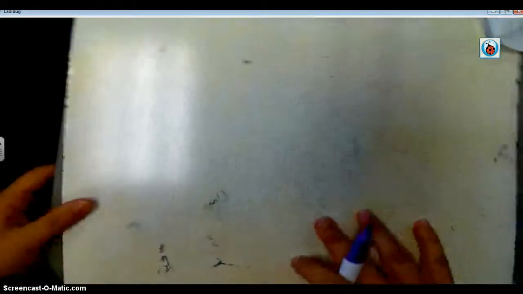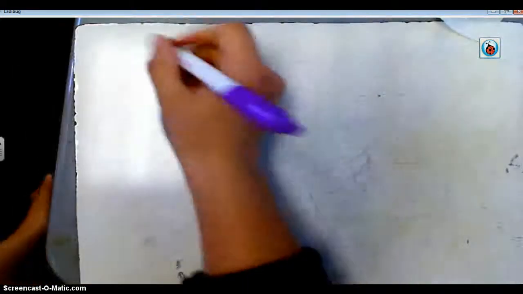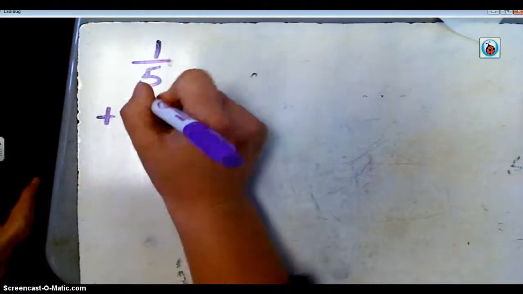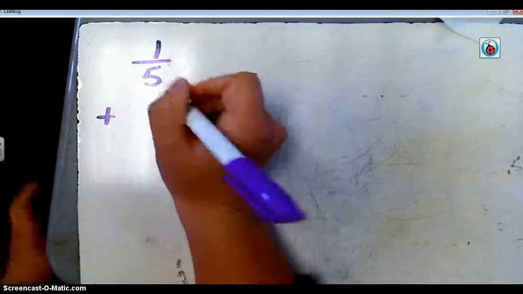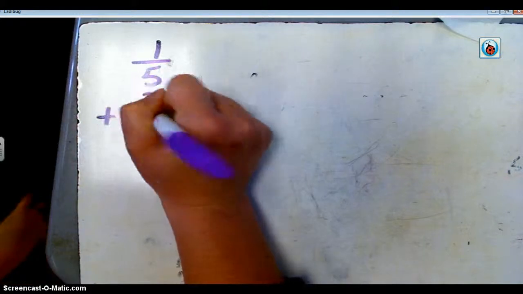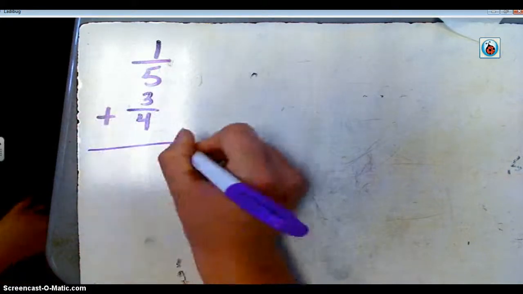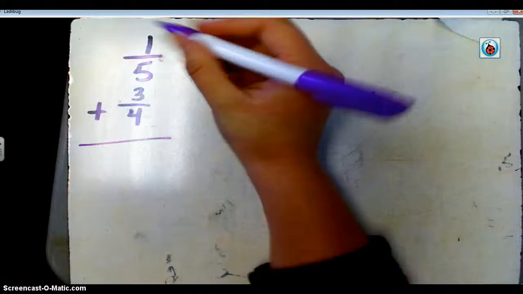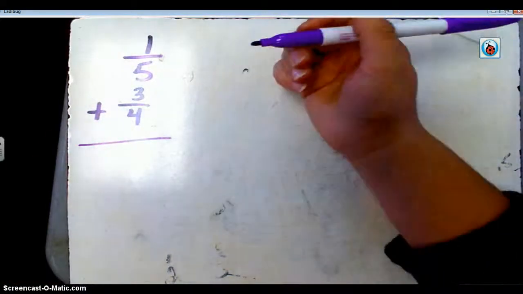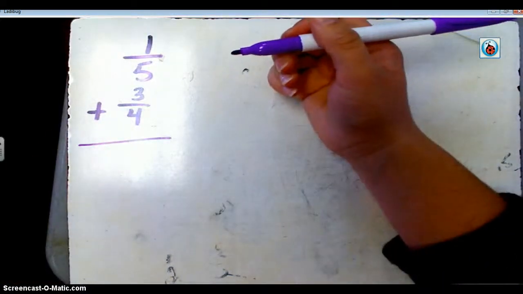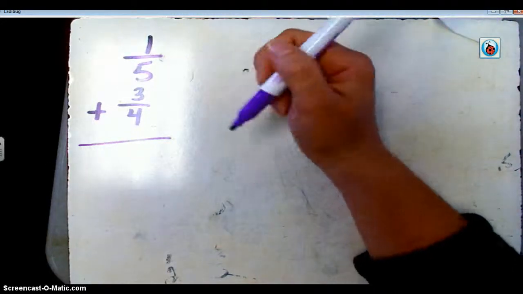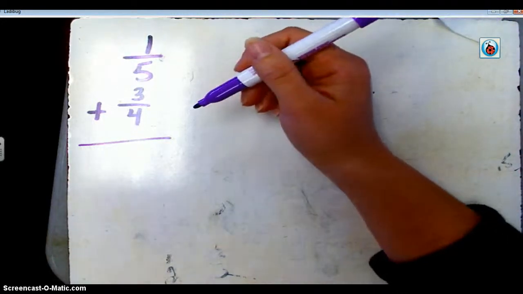All right. Today we're going to find out what you do when you have fractions with unlike denominators. I have 1/5 plus 3/4. What do you think I have to do? Make them interchangeable. What are the bottoms called? Denominators. Okay, how do I change both of my denominators, Madison?